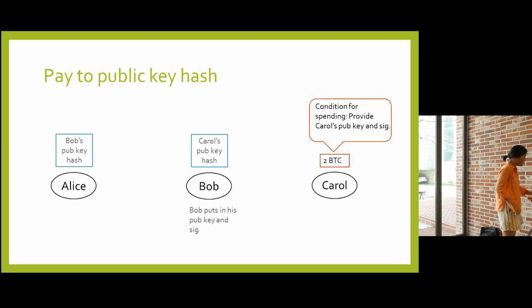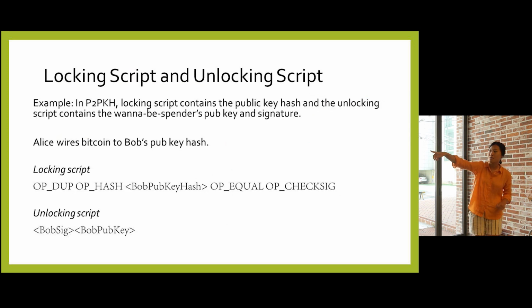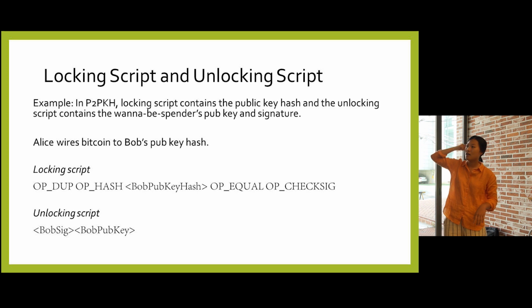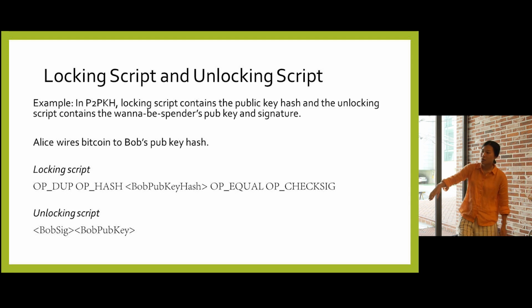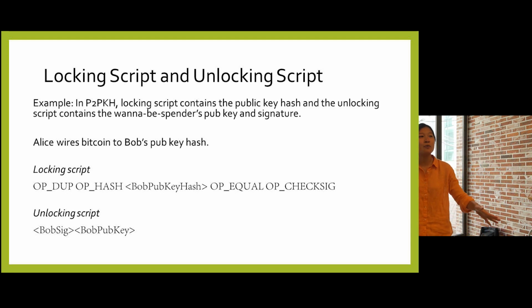Alright, let's take a closer look. I just wrote the same example here. Alice wires Bitcoin to Bob's pub key hash. I just used the term wire because that's what happens in wire transfers. I think it's the same concept. Here's the locking script. I don't know how familiar you all are with programming language. I'm not, so I'm not going to go into that. So forget about these ops and ops. Just look at this: Bob pub key hash.